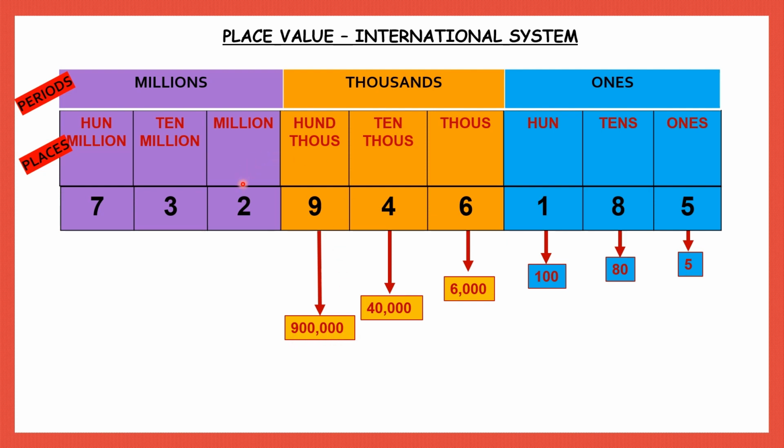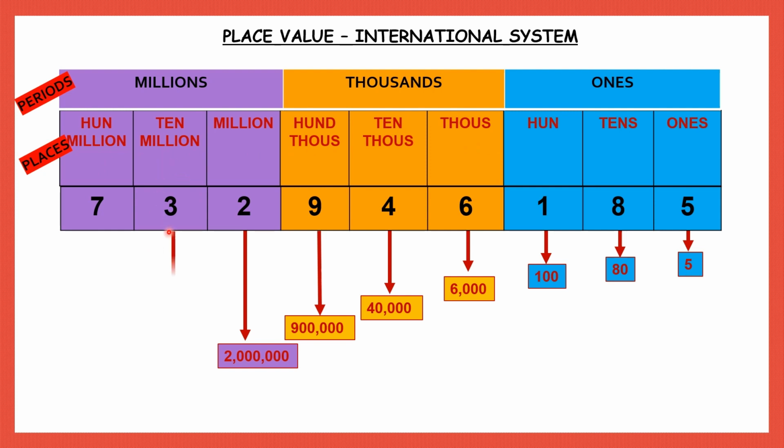900,000. Then we go on to the next period, which is the millions period. And here we have 2 in the millions place. So 2, the place value will be 2 million. Can you see that? See how the commas also are placed? 3 digits, comma, 3 digits, comma. So in the international system, it's all in threes.